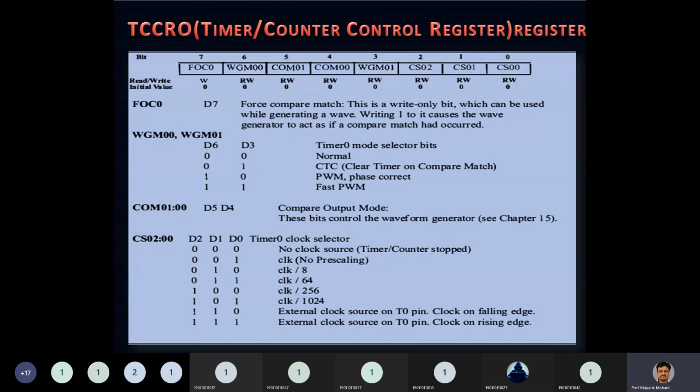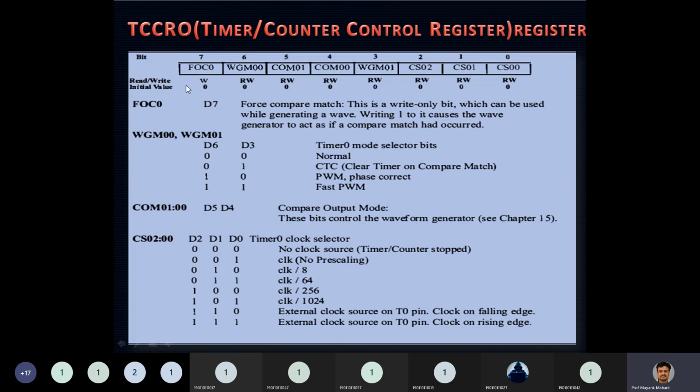Okay, so now let's move further to discuss your TCCR register. This TCCR register is your timer counter control register. Why is it called a timer counter control register? Because it is going to control all the things in your timer zero. This TCCR register is also available in the IO section of your ATmega32, so you can read and write the value.